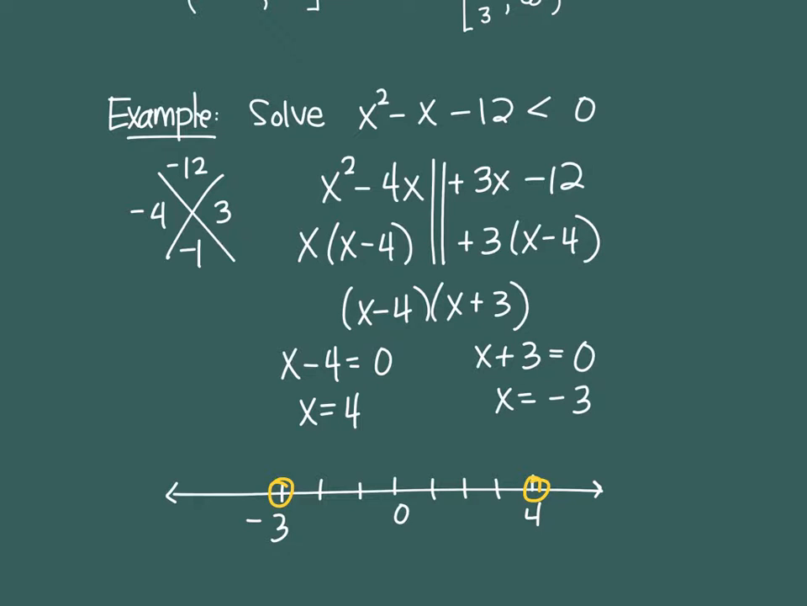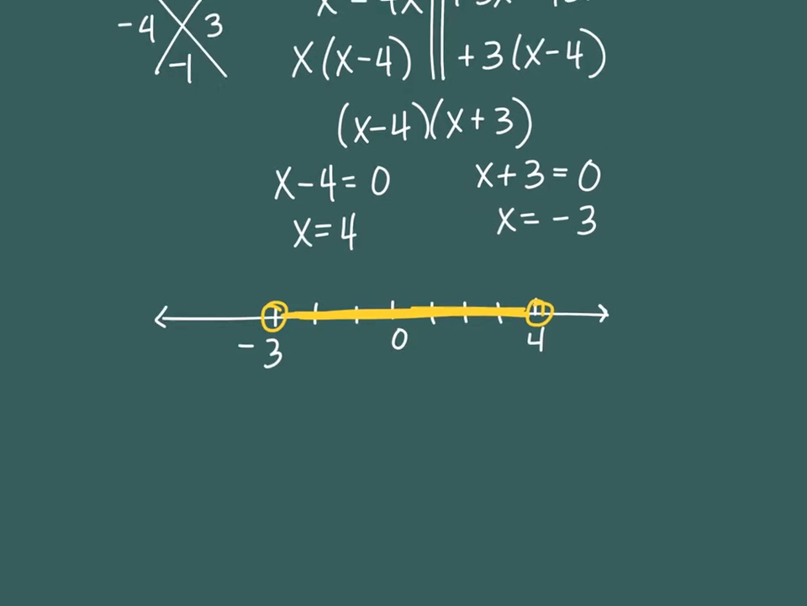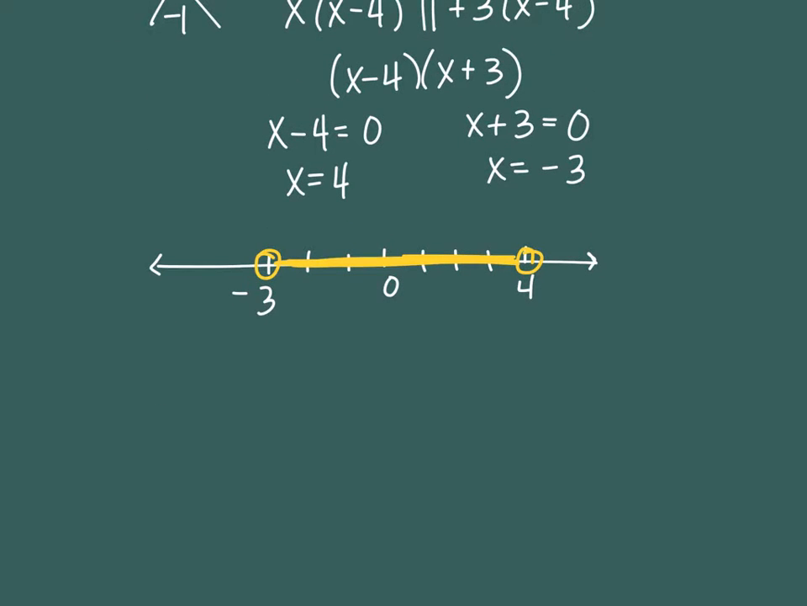Less thans are always shaded between the two. So less thans will always be the ones that are shaded that way. So to write that as an interval solution, we can write it negative 3 less than x up to 4, and we show that we're not including negative 3 or 4 because it's not a closed circle, so you could write it that way.